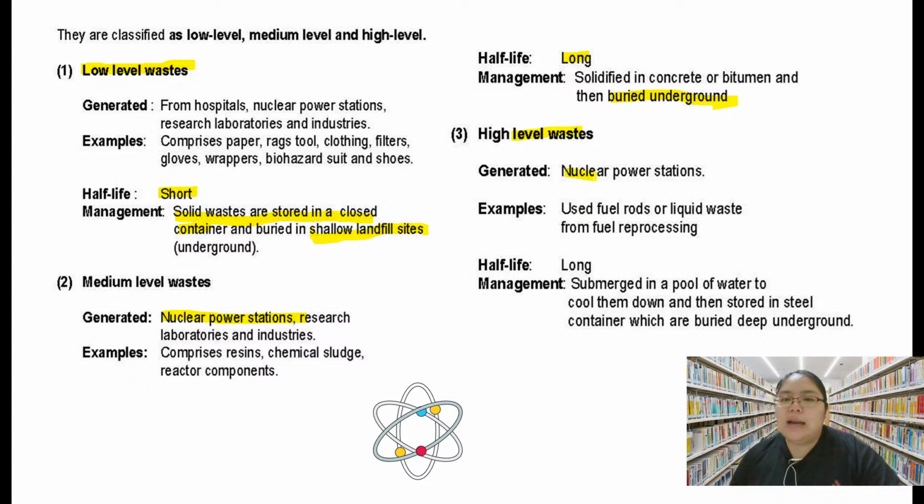Next one is high level waste. High level waste comes from nuclear power stations. This includes the fuel rods, boron, and liquid waste from fuel reprocessing. The half-life is sure to be long. Then how do we manage it? First, there are many procedures. You need to submerge it in a pool of water because you want to cool it down first.